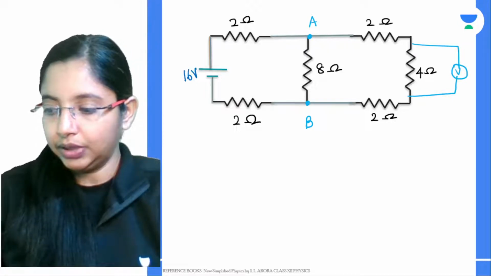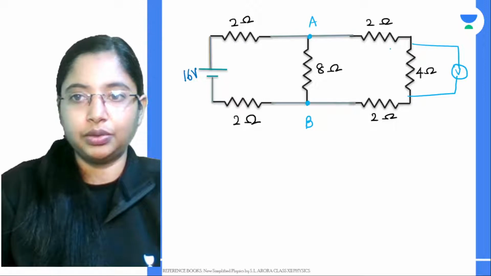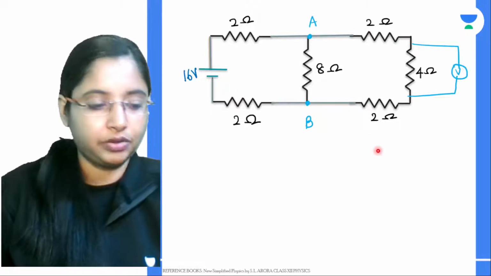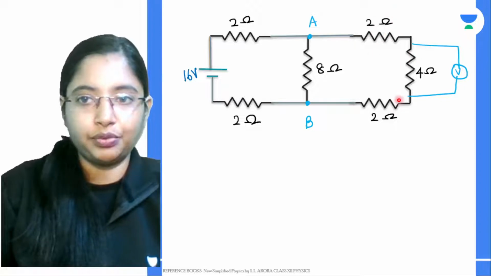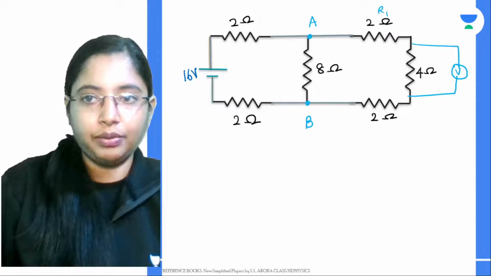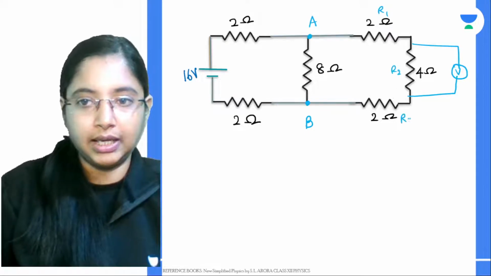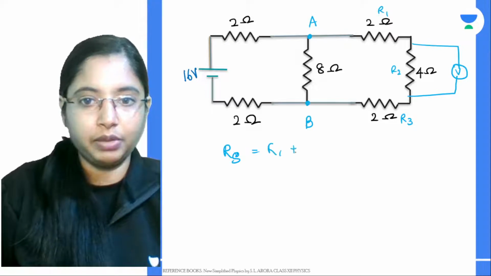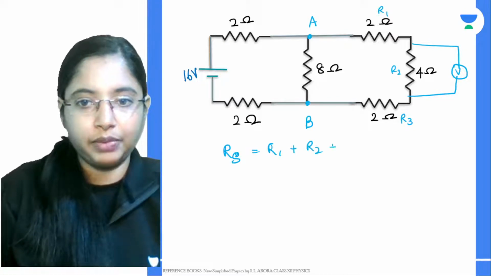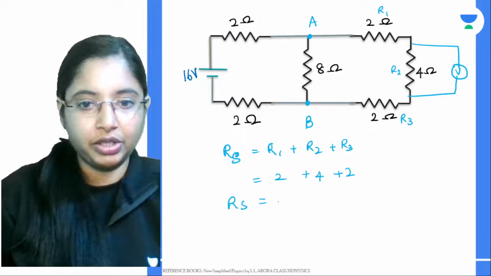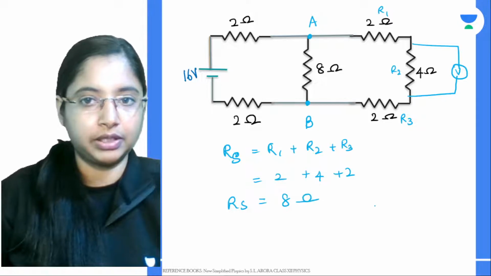Okay, now if you see in this whole circuit, this particular circuit is in series combination. This value and this value is in series combination. So let's take this as R1, R2, R3. So resistors in series combination means this will be R1 plus R2 plus R3, which means this will be 2 plus 4 plus 2. So your series combination, you will get 8 ohms across this.